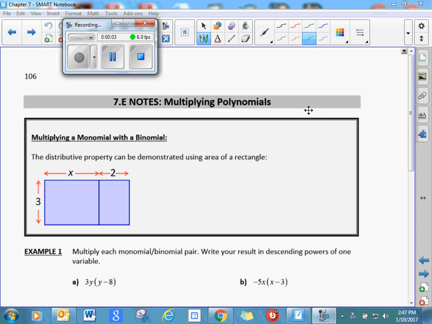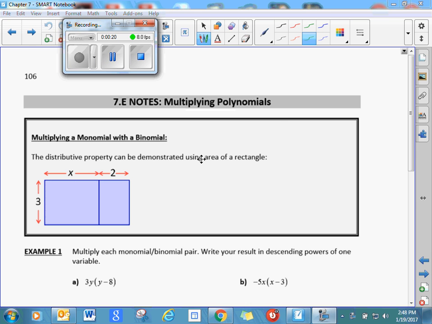Welcome to 7E. We're on page 106. Our last two sections, maybe it was just the last section, we added and subtracted polynomials, so it would stand to reason that we would move on to multiplying polynomials.